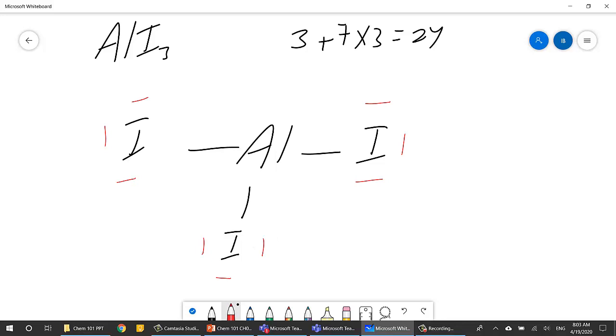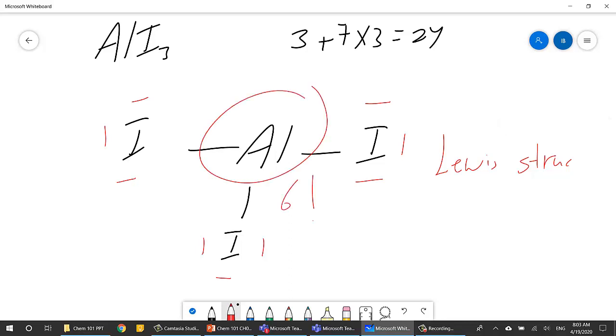And you see here 8 times 3 is 24, so there is nothing left for aluminum. There are no lone pairs on the aluminum. This is the Lewis structure for aluminum iodide, and it's a correct Lewis structure. And you see here that aluminum in the middle has only 6 electrons. So this molecule actually violates the octet rule.